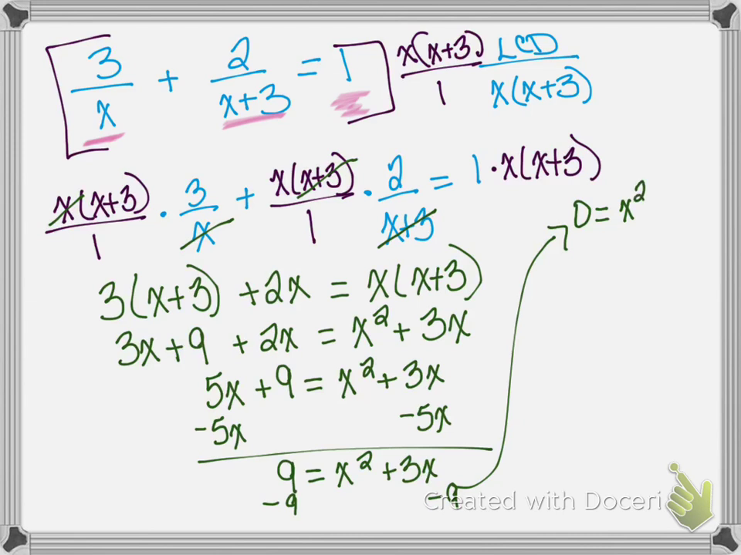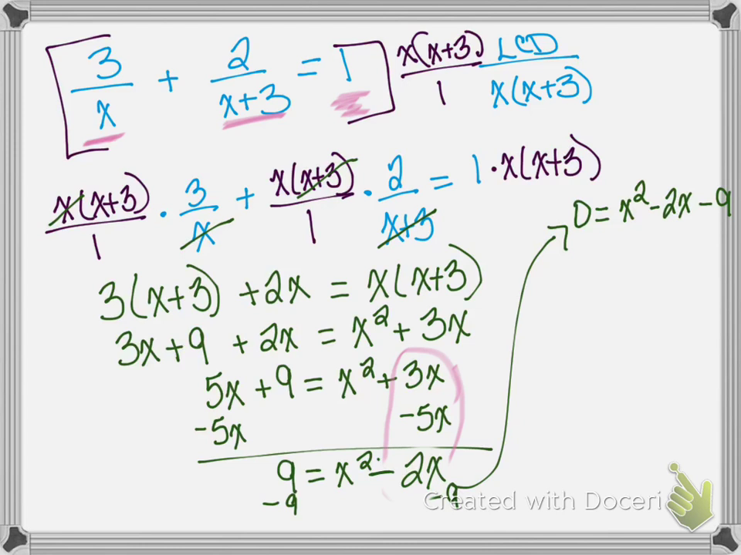I did make a mistake. Does anybody see my mistake? Oh, negative 2x. Do you see what I did right there? 3x minus 5x, and I wrote 3x down. So that's wrong. It should be minus 2x right there. So we all make mistakes, don't we? It happens.